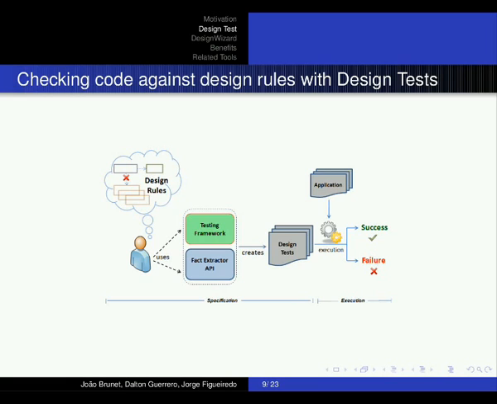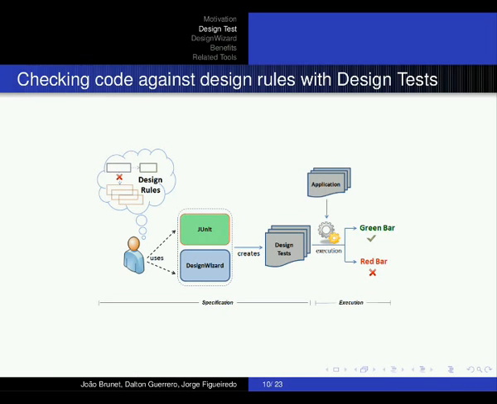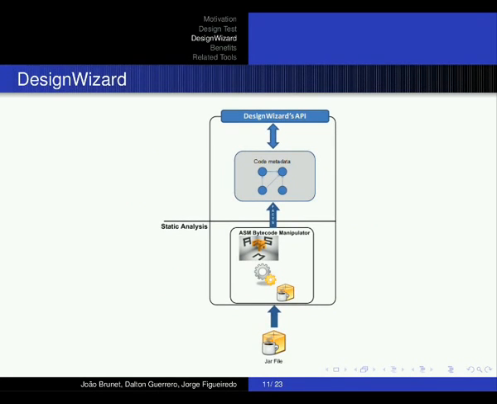While a functional test checks whether the software does what it's supposed to do, a design test checks how the software has been built. So, in our Java implementation, we use JUnit as the testing framework and DesignWizard as the fact extractor. An important thing to note here is that we use the same infrastructure of JUnit to execute and report the results. That is, you will get a red bar or a green bar for your design test execution.